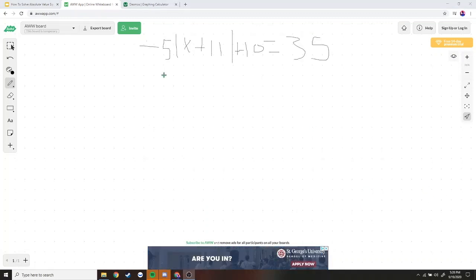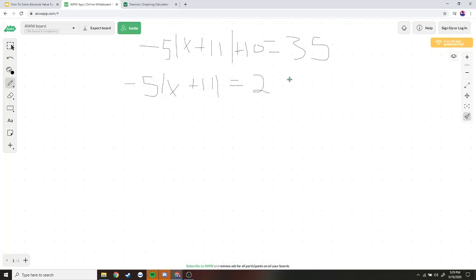All right, so here we have negative 5 times the absolute value of x plus 11, plus 10, is equal to 35. Now, like the last one we did, we're going to isolate the absolute value function. So we're going to bring this positive 10 on the other side. That becomes 25 because we're subtracting by 10. And then we keep whatever we have, so 25.